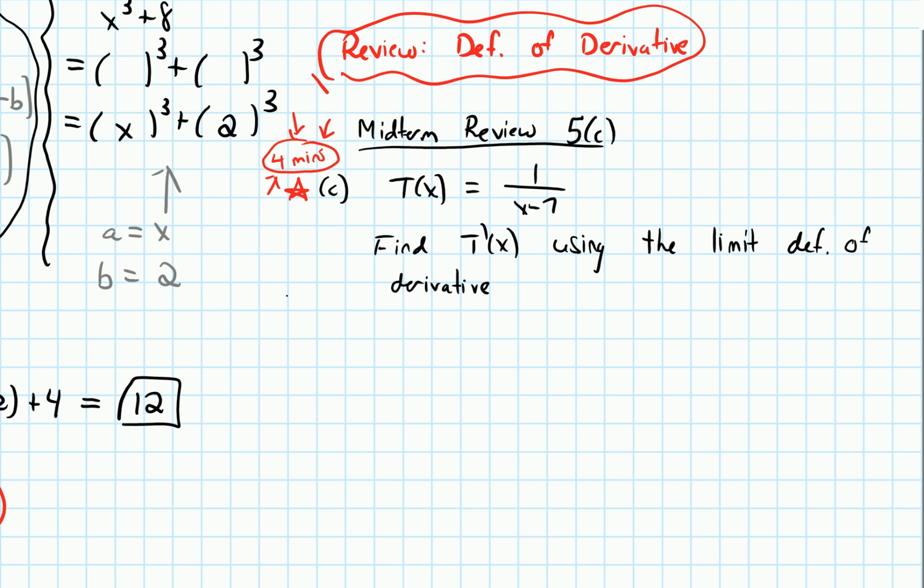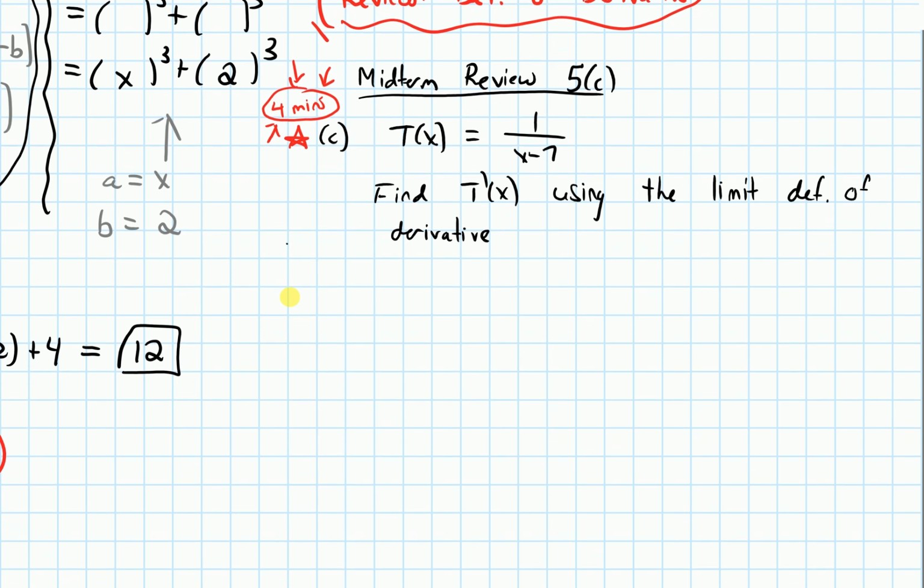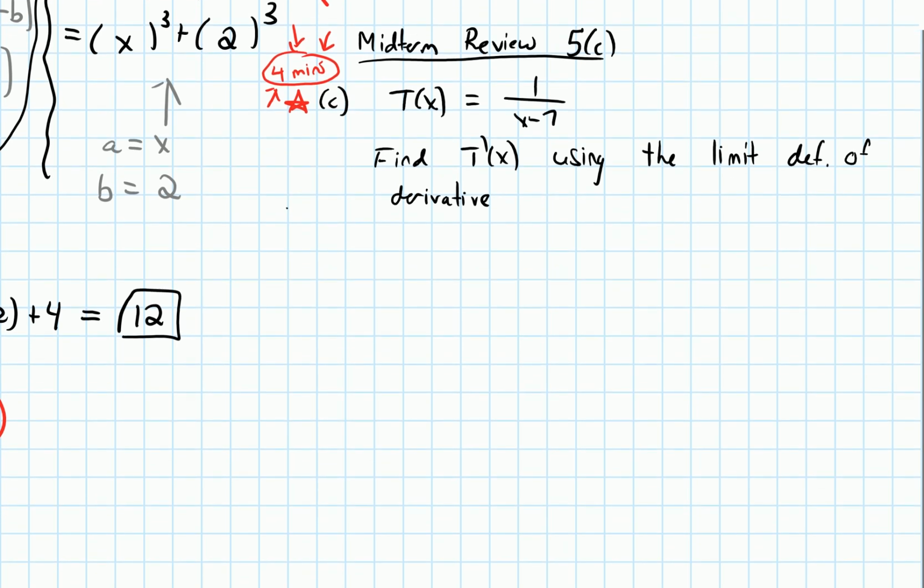Alright, so hopefully you've done that. Hopefully you've paused the video to try this for 4 minutes. There are two forms for the limit definition of the derivative, so let's just review those two forms. The first form is, we could take the limit as h approaches 0 of, and typically I'd write something like f of x plus h minus f of x over h.